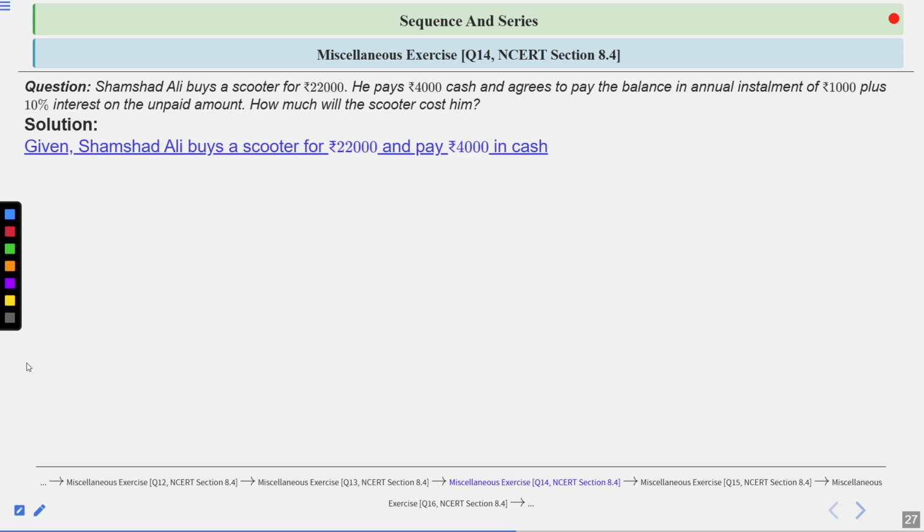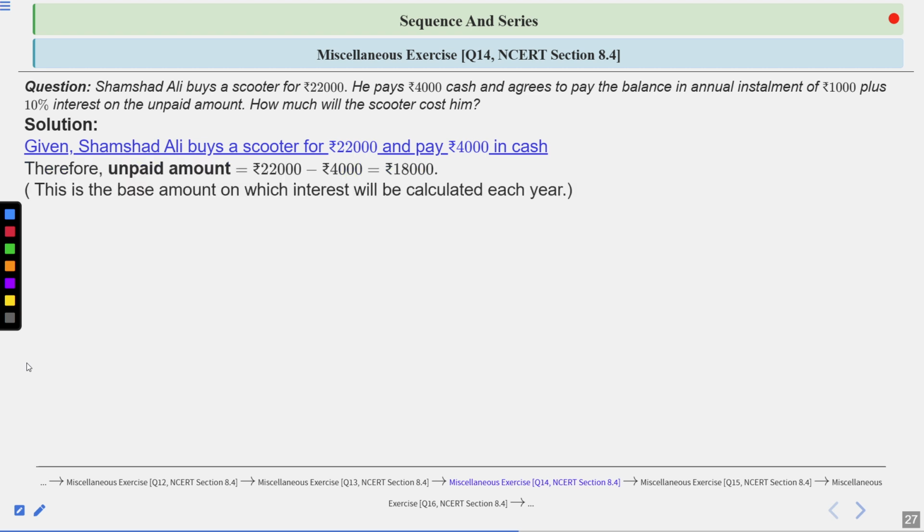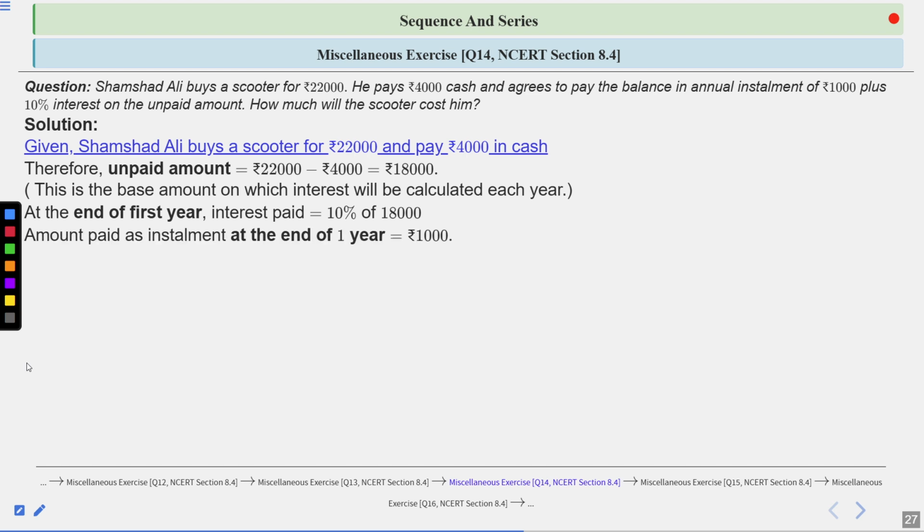Given Shamshad Ali buys a scooter for Rs 22,000 and pays Rs 4,000 in cash. Therefore, the unpaid amount will be equal to Rs 22,000 minus 4,000, which is equal to Rs 18,000. This is the base amount on which interest will be calculated each year. At the end of first year, interest is equal to 10% of 18,000. Amount paid as installment at the end of first year will be equal to 1,000, right? So the loan left is basically 18,000 minus 1,000, which is equal to 17,000.